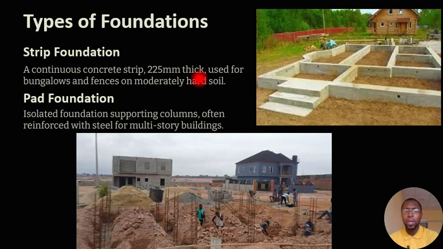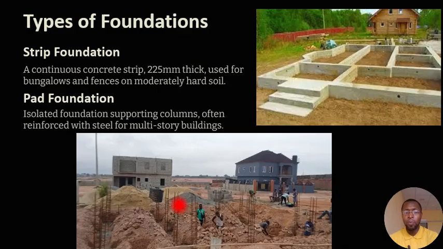All right. Another type of foundation that we have is called the pad foundation. The pad foundation is an isolated foundation supporting columns, often reinforced with steel for multi-story buildings. It's different from the strip foundation because the strip foundation does not have steel. This is a sample of a pad foundation. It has steel. The essence of this steel is to help in reinforcing the foundation so that it can accommodate more buildings.